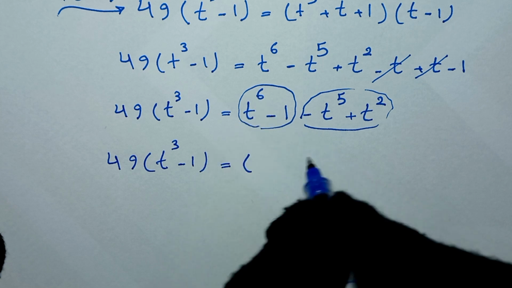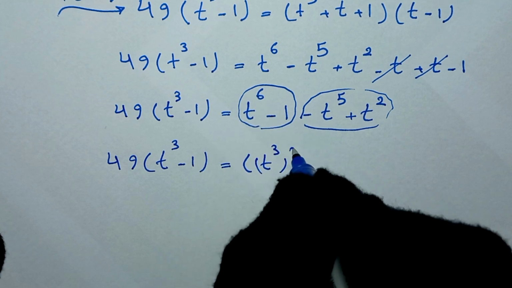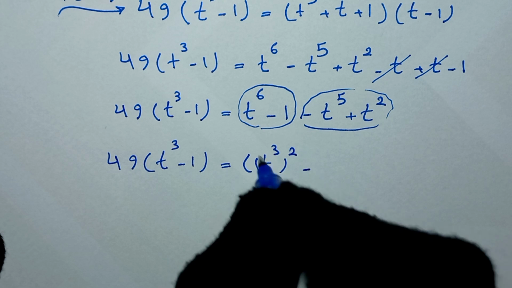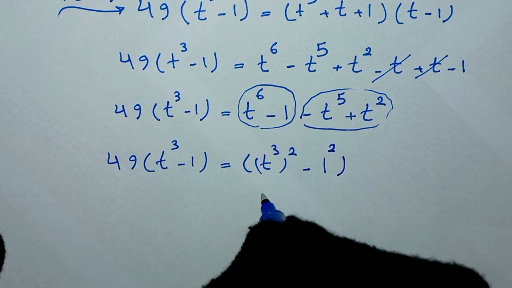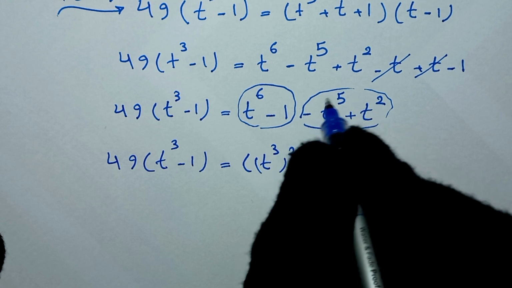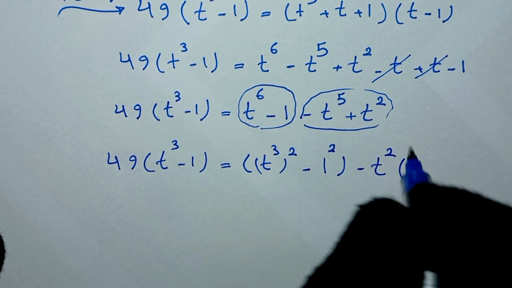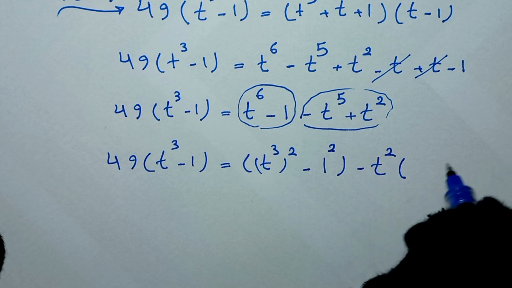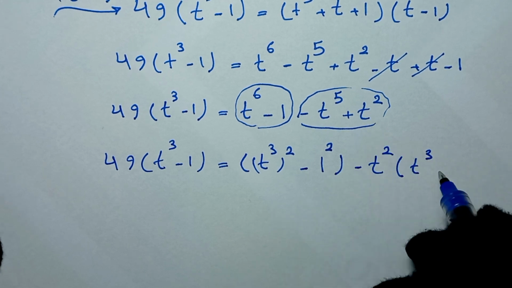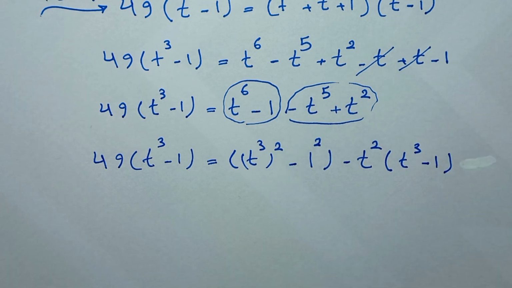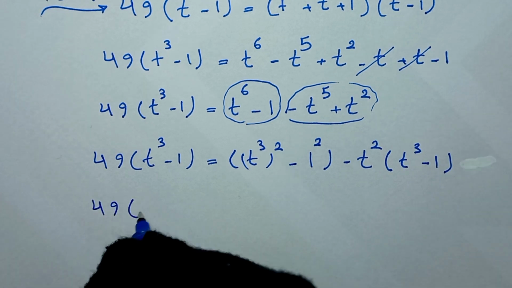We can write t to power of 6 as t to power of 3 to power of 2, right? And minus 1, and we can write 1 as 1 to power of 2. And for these two parts, we factor negative t square, so negative t square, and this divided by negative t square, it will be t to power of 3, and this divided by this, it will be negative 1.